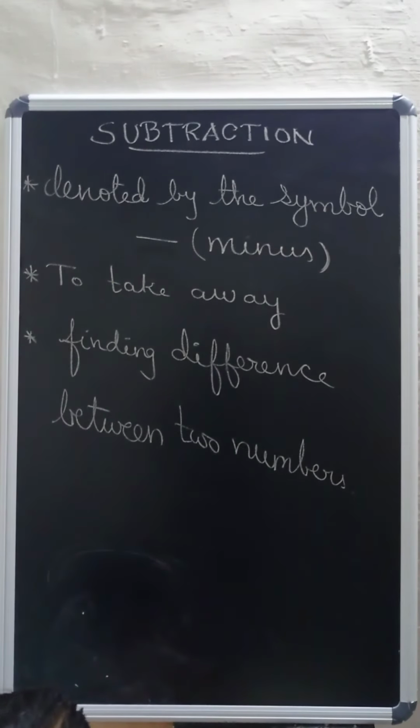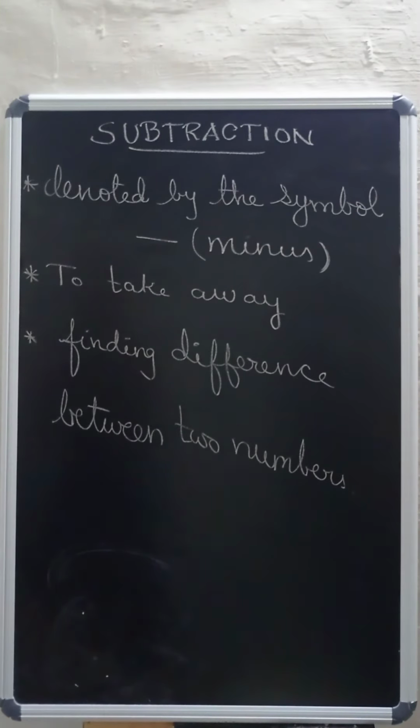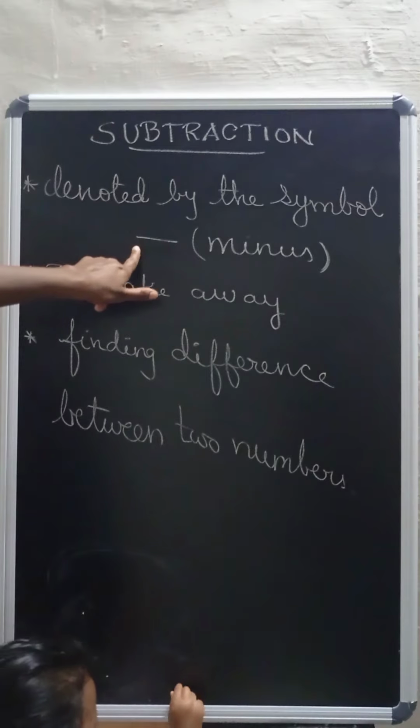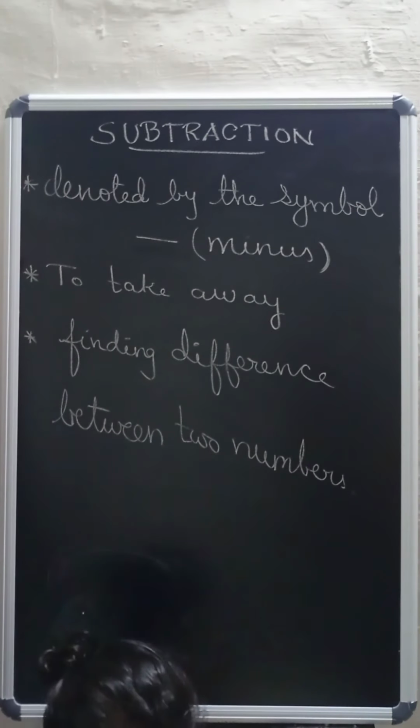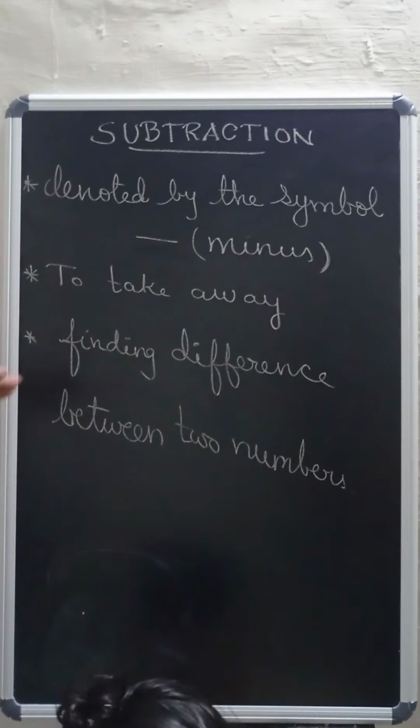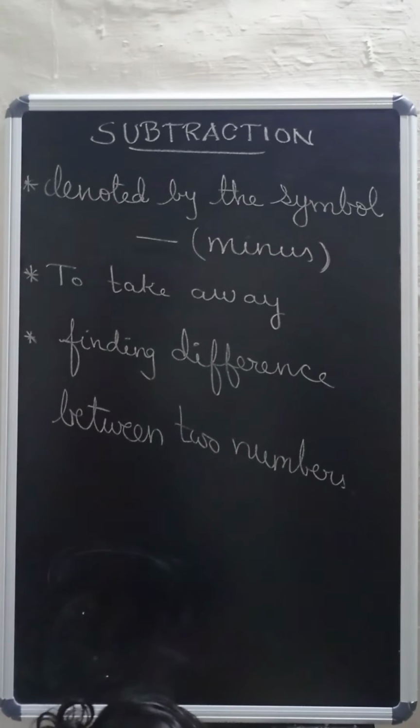In this video we are going to see subtraction. Subtraction is denoted by the symbol minus, which is a small horizontal line. Subtraction means to take away or finding the difference between two numbers. Now let us proceed on.